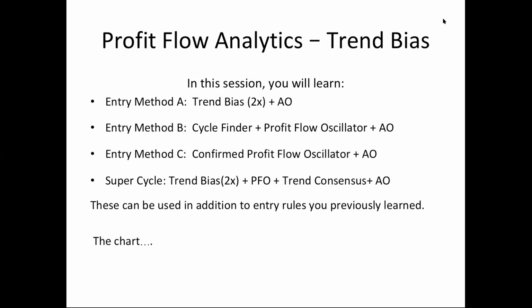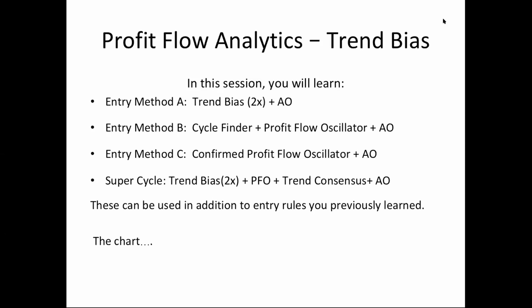In this case, with no cycle finder ahead of it, we're going to wait for that profit flow oscillator bar to fully print. And as long as the next bar also comes on the same color and that aligns with the AO, that's a valid method C entry.